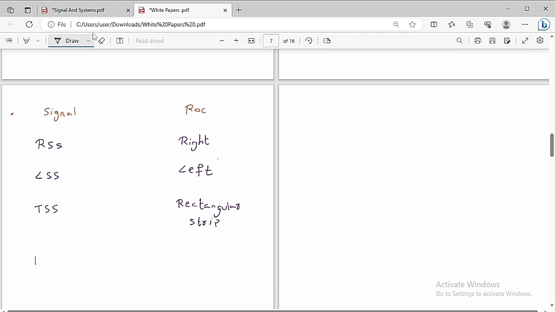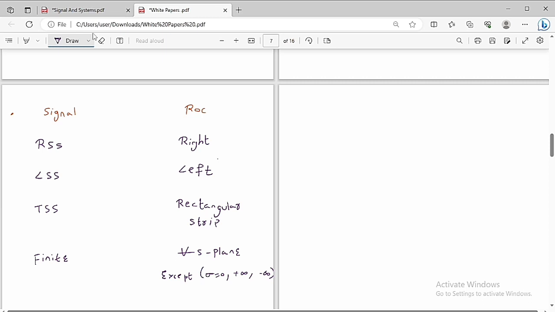Suppose it is a finite duration signal. Finite duration signal means only for a certain amount of time it is having a finite amount of amplitude, a finite duration. Then the ROC is all over the S-plane, except sigma equal to 0, sigma equal to plus infinity, or sigma equal to minus infinity, except these 3 points.